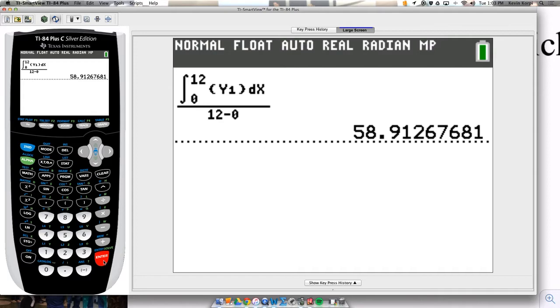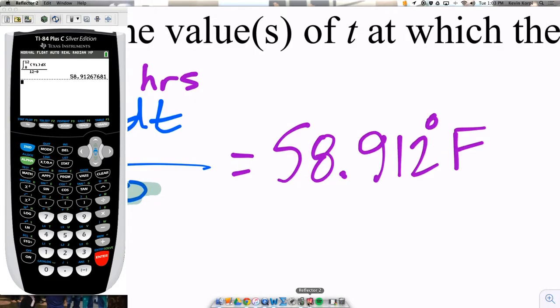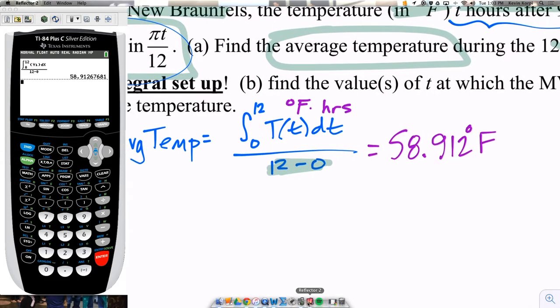And now you just write that down on your paper. 58 point, how many decimals do we report? 3. So either 912 or 913, and then units of degrees Fahrenheit. So the interpretation would be then from 9 a.m. to 9 p.m., or on the 12-hour interval from t equals 0 to 12 hours, the average temperature in New Braunfels was 58.912 degrees Fahrenheit. Okay, we found it.